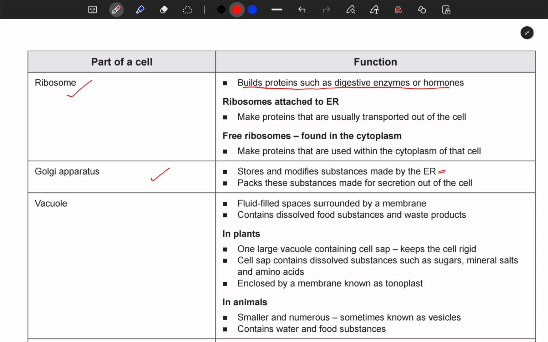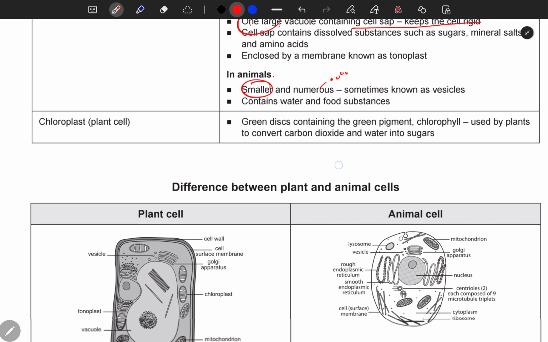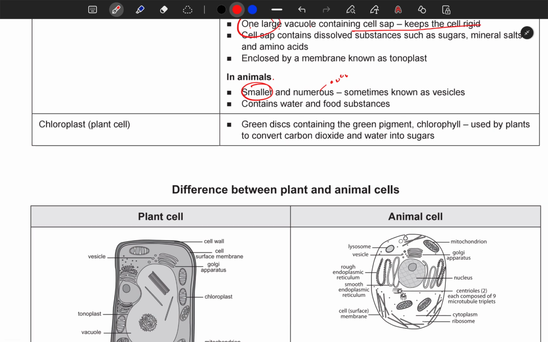So we can talk about the functions the whole day. Nevertheless, the vacuole. This one is mainly packed with fluids. In plants, there's only one large vacuole containing the cell sap, which keeps the cell rigid. But in animals, the vacuoles are smaller and numerous, meaning many, but smaller. In plants, they're quite larger. And the chloroplasts are green discs containing chlorophyll, which is used for photosynthesis.